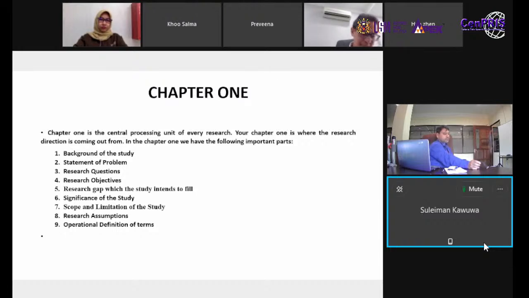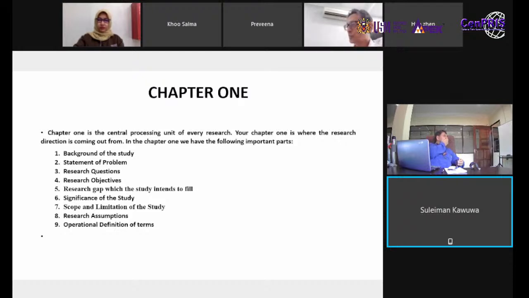If you don't have the right problem statement, there is no way you will come up with the right research question or research hypothesis. If you don't have the right statement of problem, there is no way you will come up with the right research objective. So the statement of the research problem is key and central to carrying your research work to the success point.